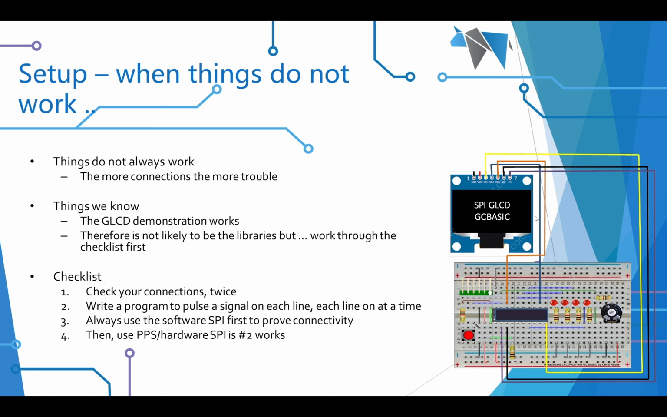Then always use Software SPI first. And we'll show you that to prove the connectivity. If you jump straight to a hardware solution, you're just introducing a level of complexity that's not necessary. Your target architecture might be to use the hardware SPI with PPS when appropriate, but always make sure that you've got software working first. It's just a general rule, okay?